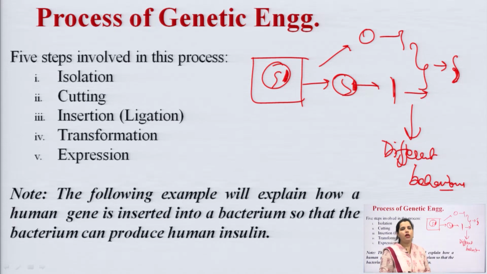Note the following example, which will explain how a human gene is inserted into a bacterium so that the bacterium can produce human insulin. As I have told you, if some enzyme is produced by human cells, and we genetically modify using this genetic engineering process and transfer it to a bacterium, then that bacterium can easily produce that insulin.